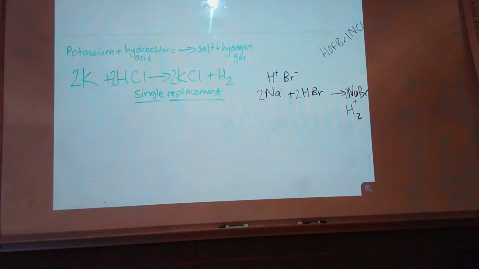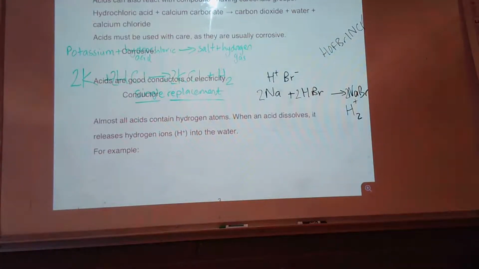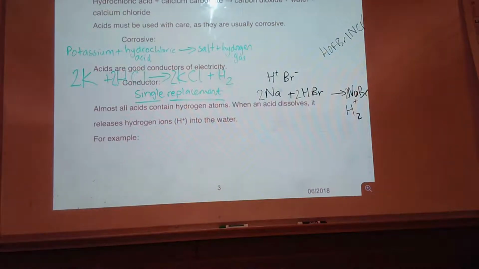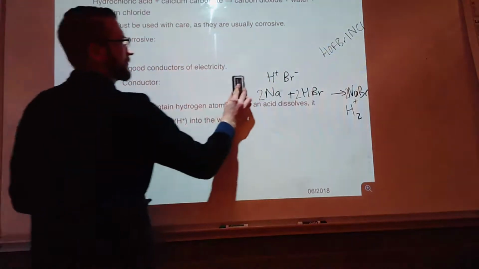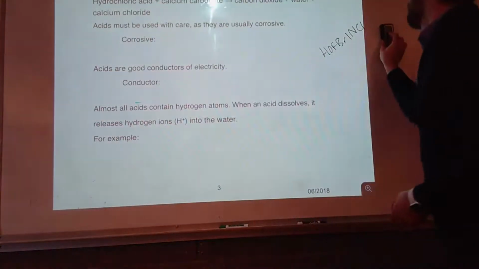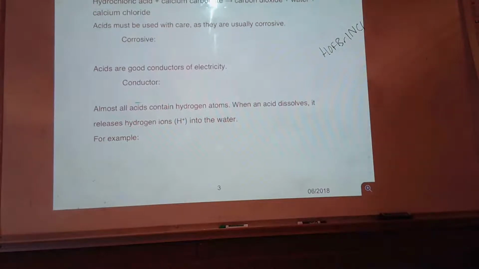So when we talk about properties of acids, we know that acids can burn us, right? If we accidentally spill battery acid on ourselves, or what other type of acids do we use at home? Battery acid. Or lemon juice. If you get lemon juice in a cut, it'll hurt, right? And that's because acids are corrosive. Corrosive means it can damage living tissue pretty much.